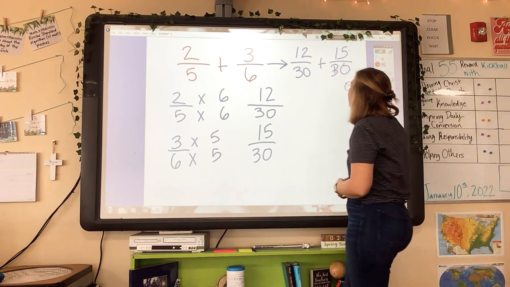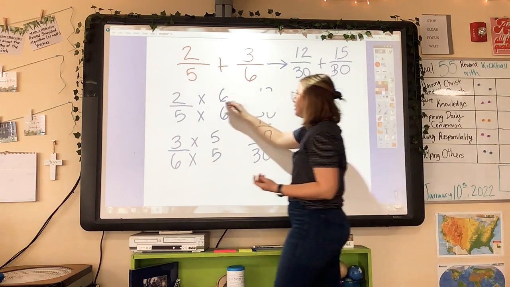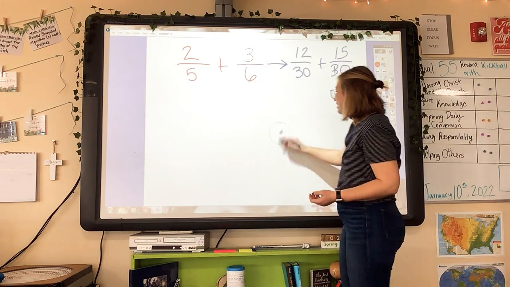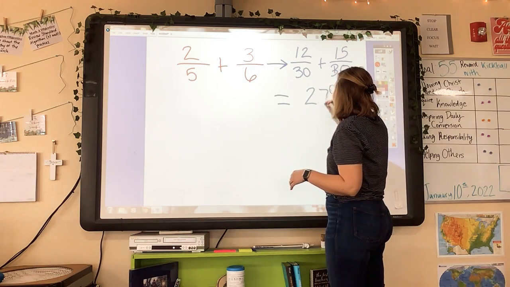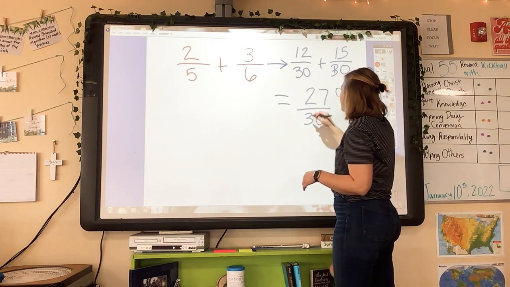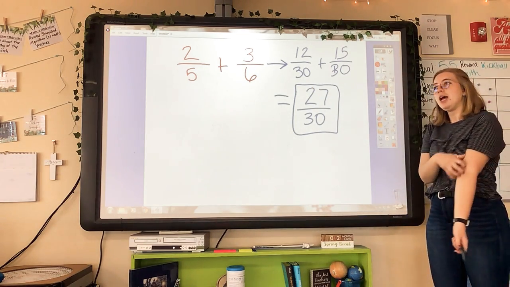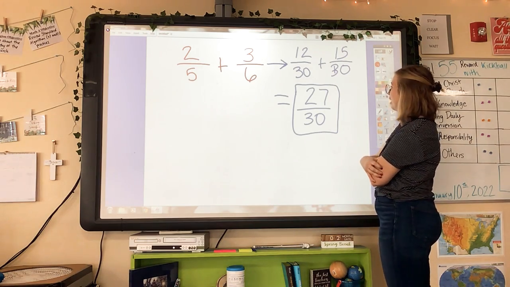There we go. And then all I have to do is add like normal. So 12 plus 15 equals 27, and my denominator stays the same. So my final answer is 27/30. And it's not an improper fraction, so I don't have to change it into a mixed number. 27 and 30 don't... Oh, actually, they do have something in common. I just realized.